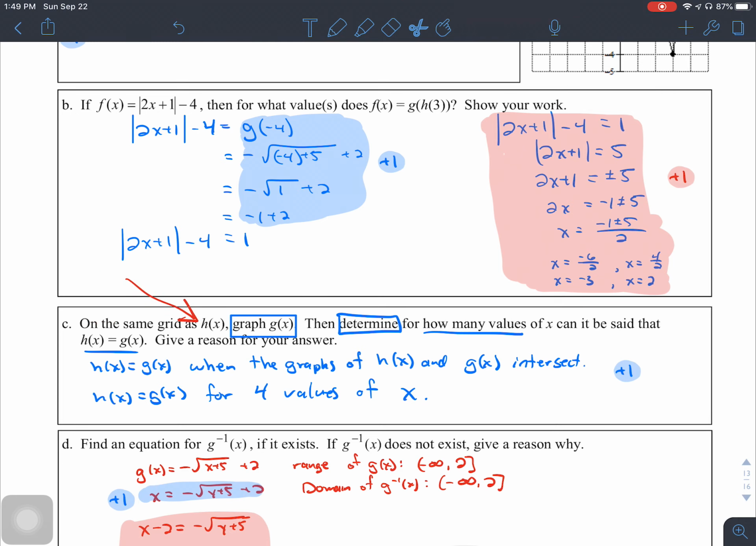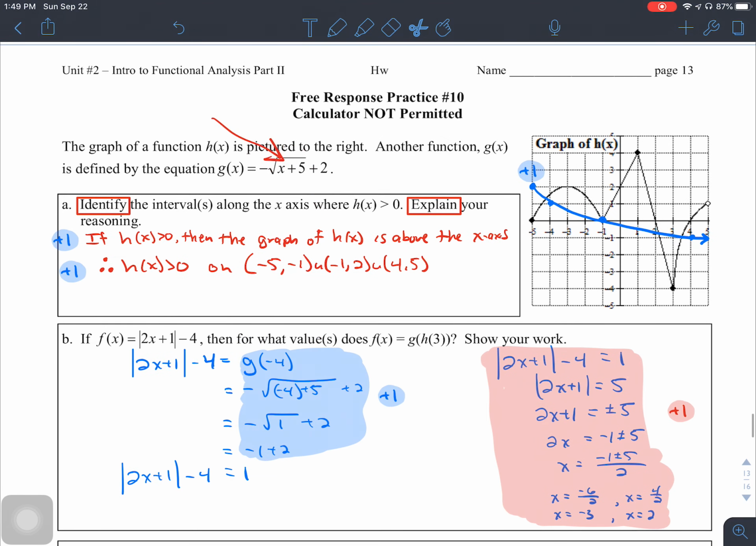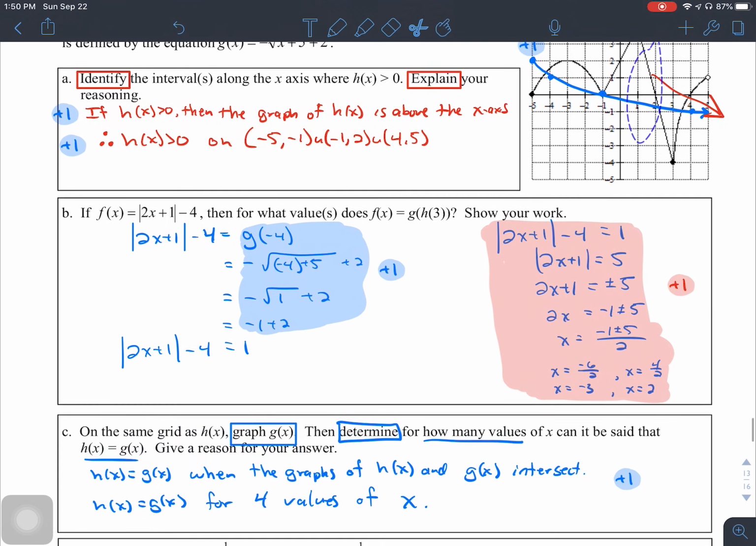C. On the same grid as h of x, graph g of x. Let's do that first. So how did we graph this? This has the vertex of -5, +2. That's right here. This negative is a vertical reflection. So instead of going right and up, we're going to go right and down. So if we go to the right 1, square root of 1 is 1. If we go to the right 4, square root of 4 is 2. If we go to the right 9, square root of 9 is 3. We're going down once again because of this negative. That gives us this graph. Starting point goes to the right forever.